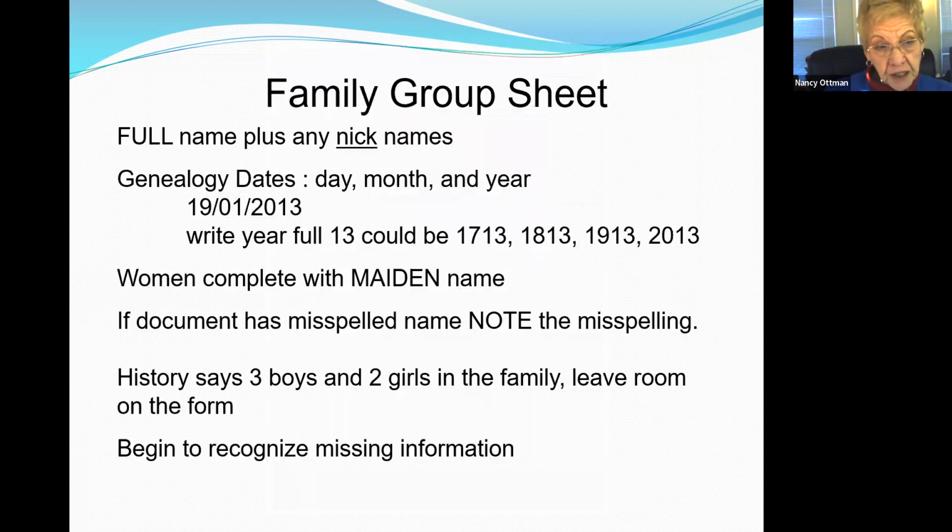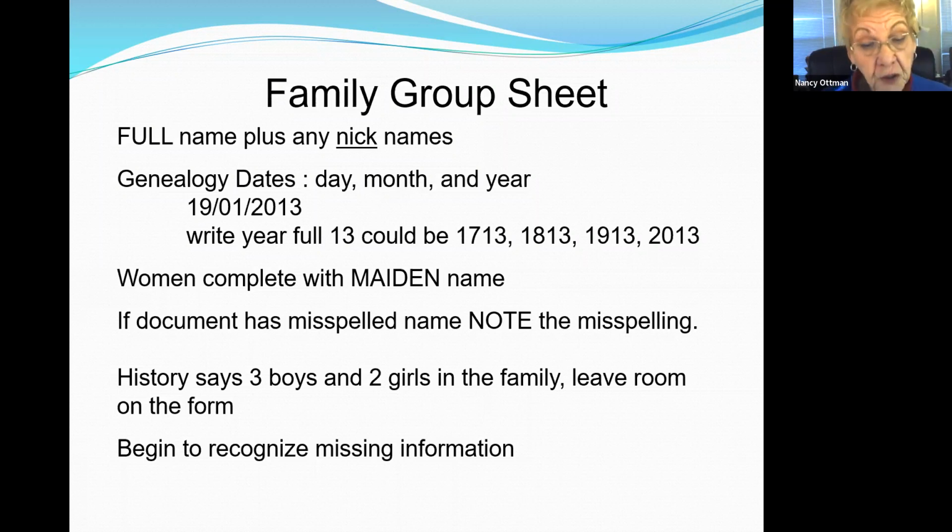On the family group sheet, fill in the full name plus any nicknames. Genealogical dates are usually listed as day, month, and year. So when you write the year, be sure you put the full year in, because if I had put in 1901-13, that 13 could have been 1713, 1813, 1913, 2013. So be sure you list the full years so that you have January 19th, 2013.